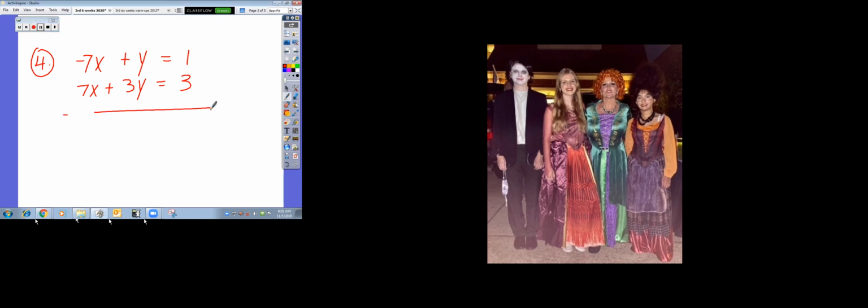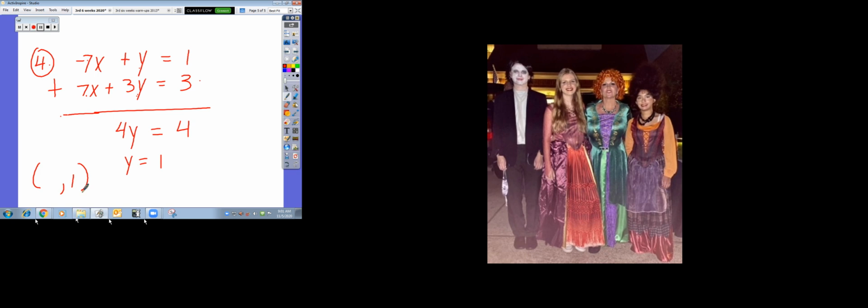Add these together. The x's are going to cancel right out, right? And I know they're going to cancel out because they have opposite coefficients. Negative 7x and positive 7x is 0 x's. I'm not even going to write it down. This is an invisible 1y plus a 3y, which makes 4y. And 1 plus 3 is 4. So my y value is 1. So I know half of my answer. I know the y value where they intersect is a 1.